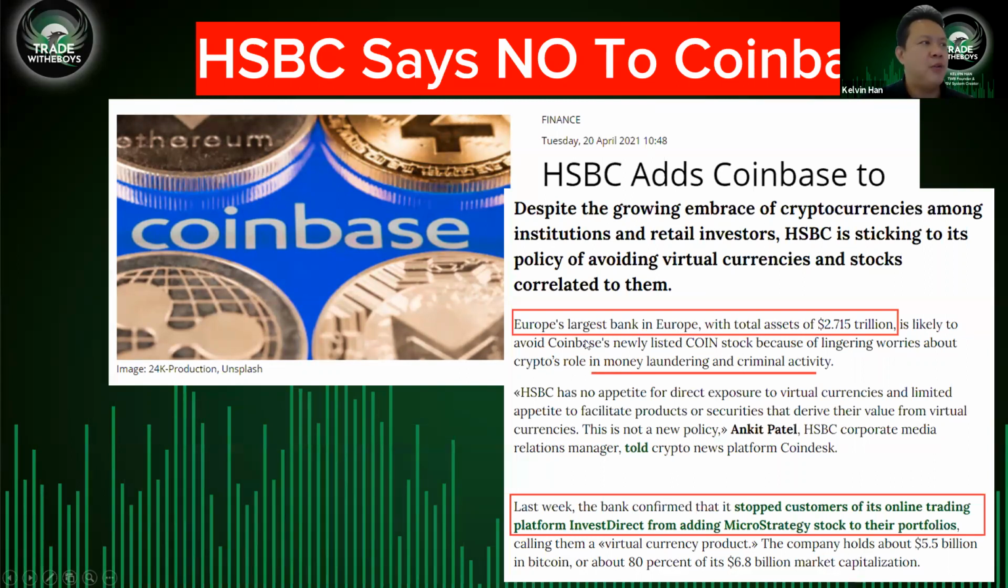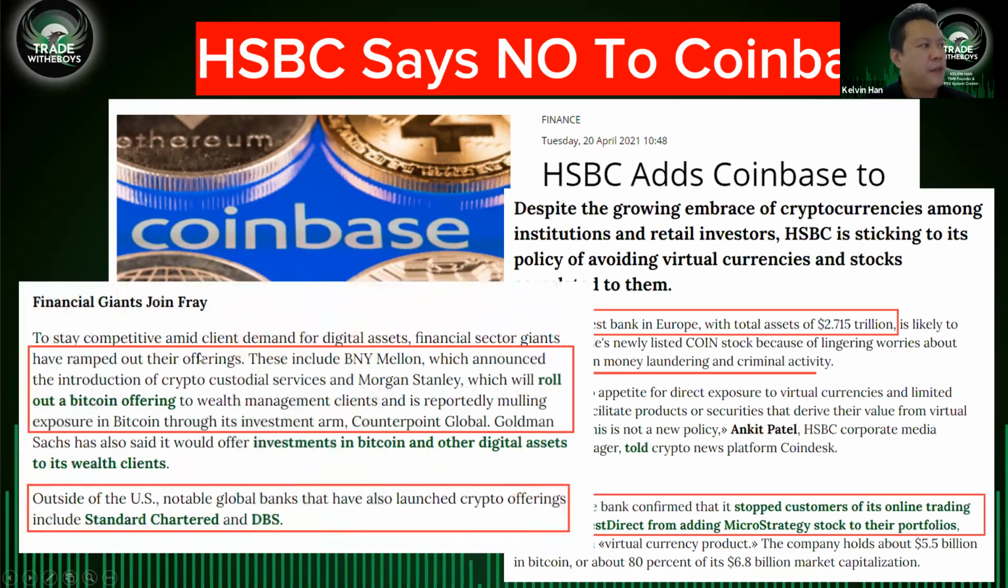So what's happening now? Europe's largest bank says they are not involved and don't want it because of the role it plays in money laundering and criminal activities. Basically, HSBC says no appetite for direct exposure. They also stop customers' online trading from having crypto inside. So in short, HSBC just says no to it. But at the same time, while HSBC says no, other, bigger companies are saying yes, like Morgan Stanley, who are rolling out their Bitcoin offering to their wealth management clients.